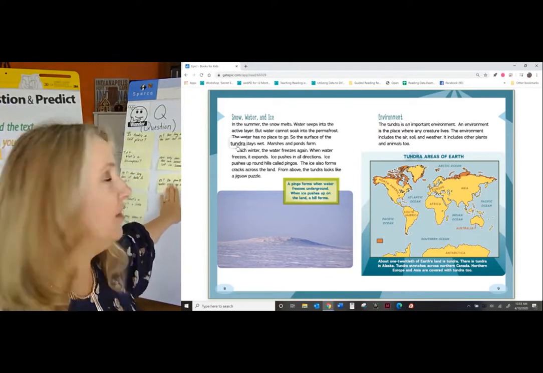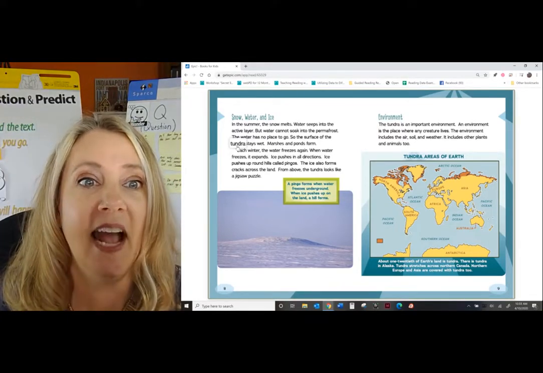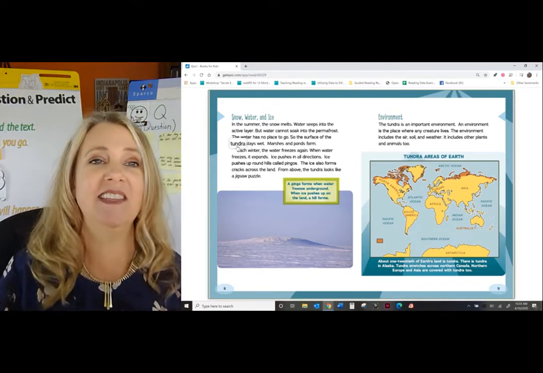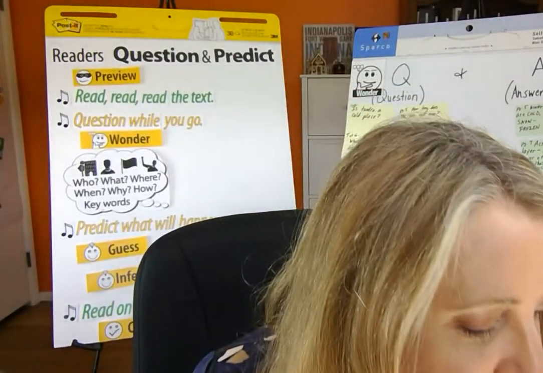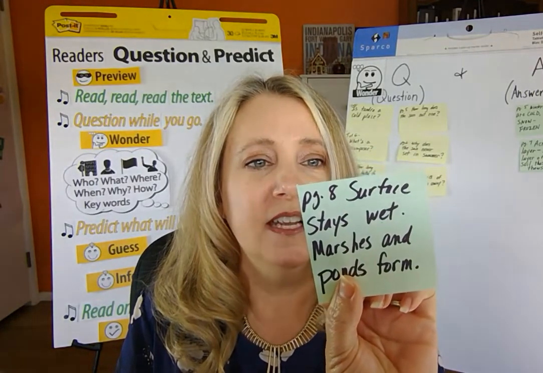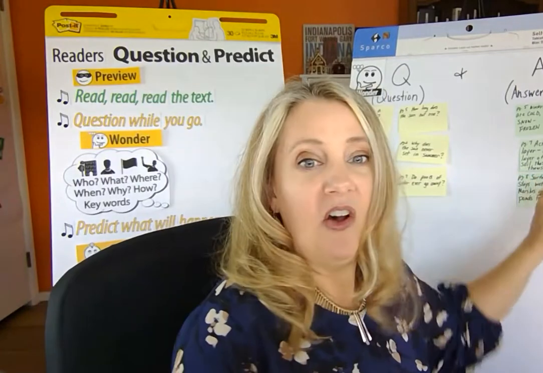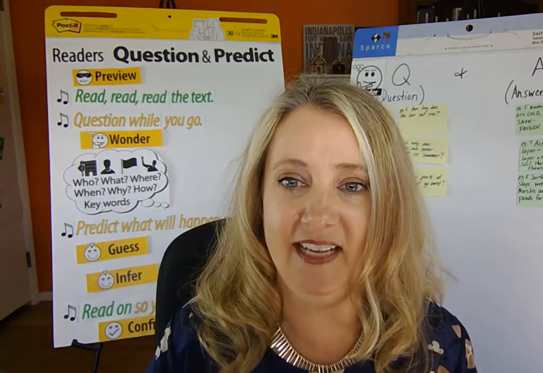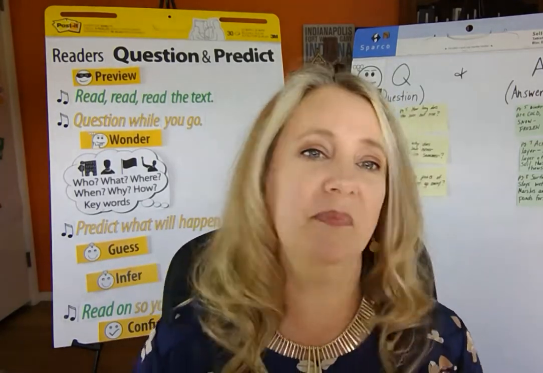Remember on the last page, we said, do pools of water ever go away? What did we find out? Do they go away? No, because it says tundra stays wet. So the surface stays wet. Marshes and ponds form. And so that's what we saw on the last page, all of those wet areas. It always stays like that in the summer. It never dries up. Okay, let's keep going.